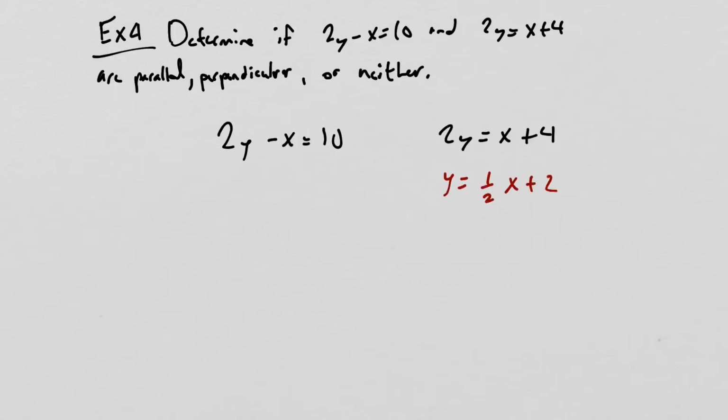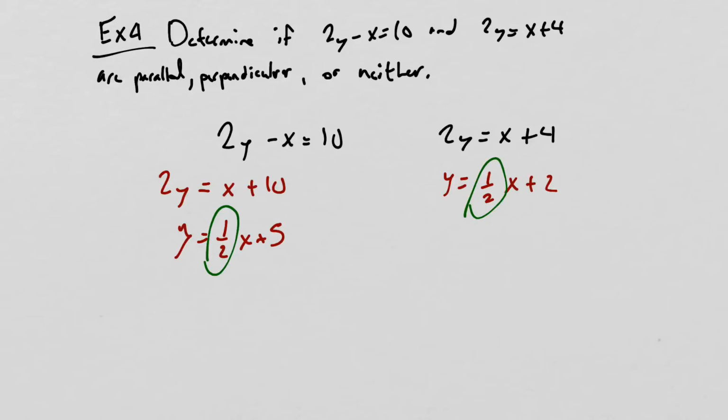Now solving the left-hand equation, we get 2y is equal to x plus 10. Dividing both sides by 2, we get y is equal to 1/2 x plus 5. Here we have the slope 1/2, and here we have the slope 1/2, and this is saying that the lines are parallel since they have the same slope.